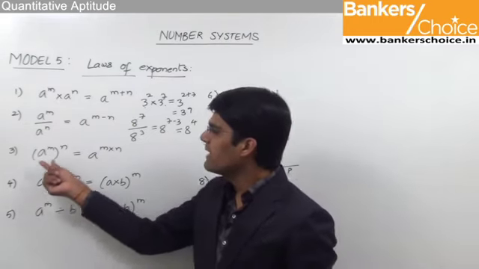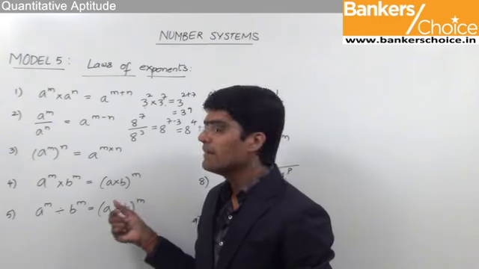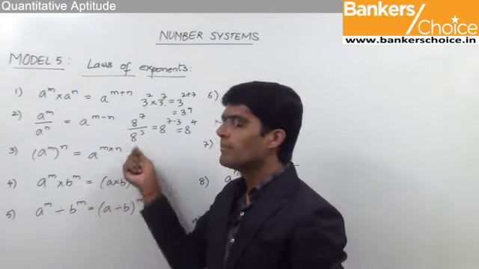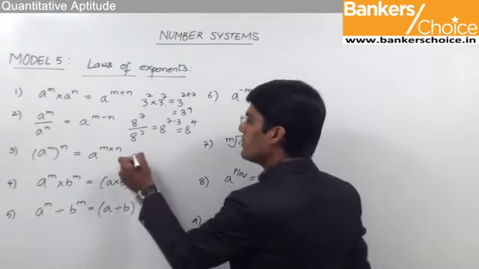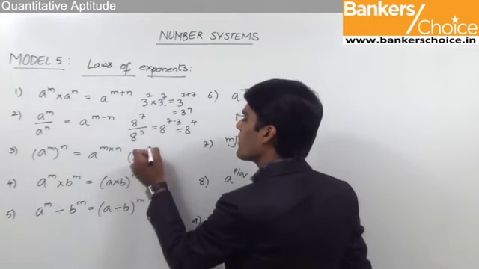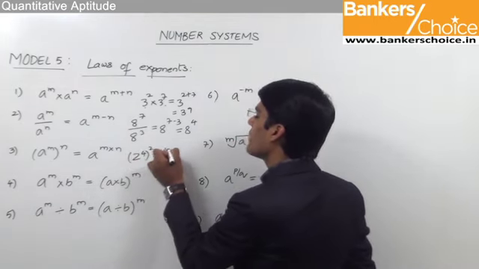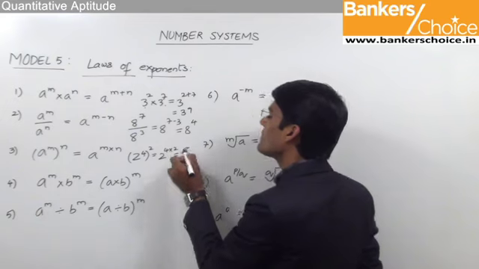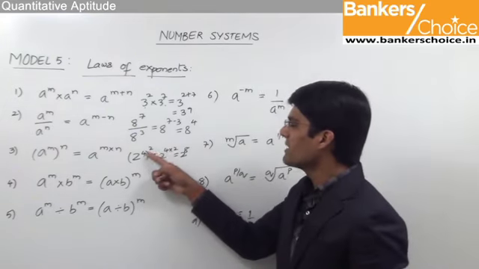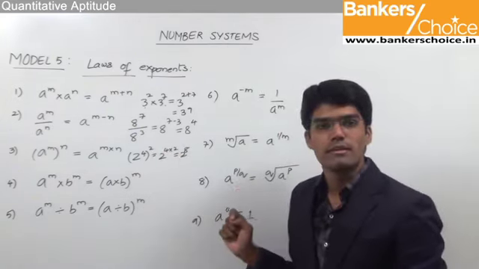The third rule here is (a^m)^n will be equal to a^(m×n). For example, (2^4)^2 will be equal to 2^(4×2), which is equal to 2^8. So the powers here can be multiplied. 4 into 2 is equal to 8.